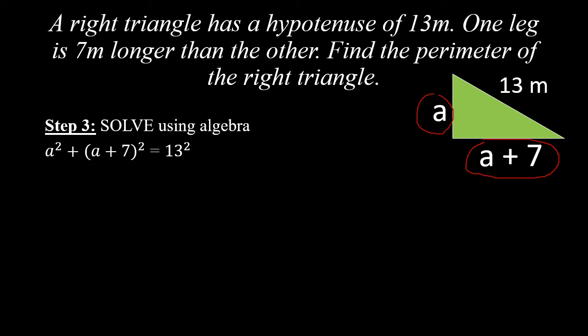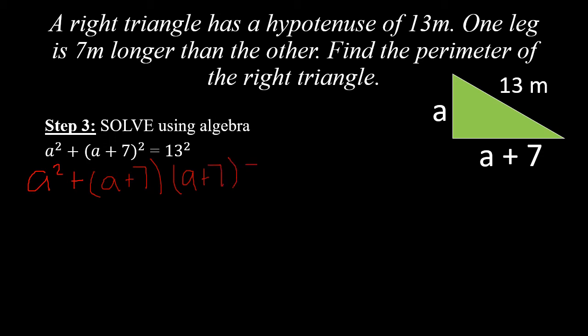All right, so now let's actually solve it out. So we have a squared. Here we have a quantity being squared, you guys, so we have to be really careful. This is not a squared plus 7 squared. No, no, no. This is the quantity a plus 7 squared, which means it's 2 copies of the quantity a plus 7 being multiplied together. Okay, that's really important. Don't make that mistake. All right, equals 13 squared.